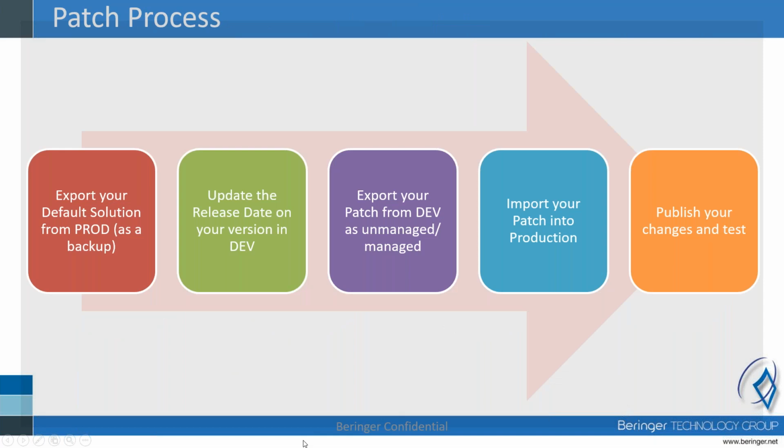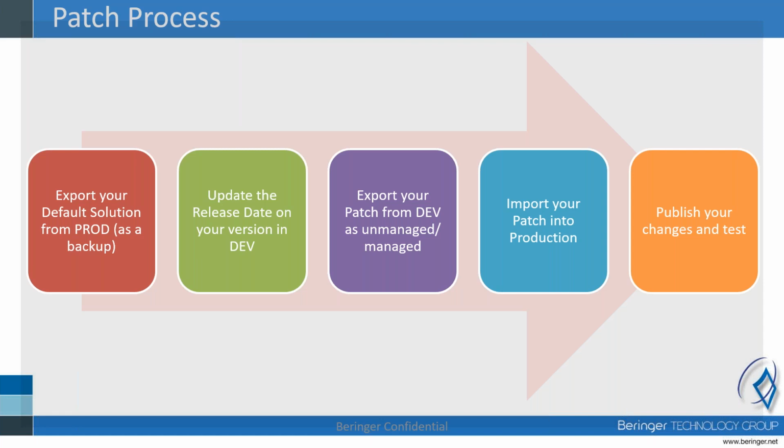Okay, so your patch process, again, recommend export your default solution from prod just as a backup. You want to update the release date on your version in dev. So again, you might have cloned a patch 3 weeks ago and you've just been working on different components for 3 weeks. So now I'm ready to deploy my patch to production.